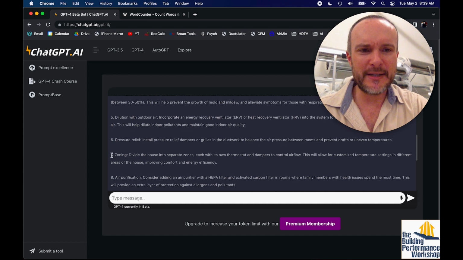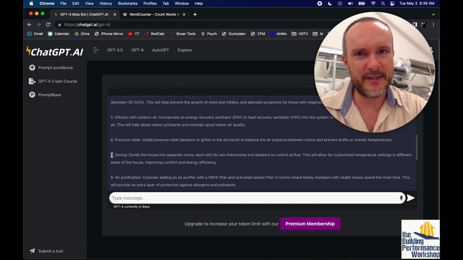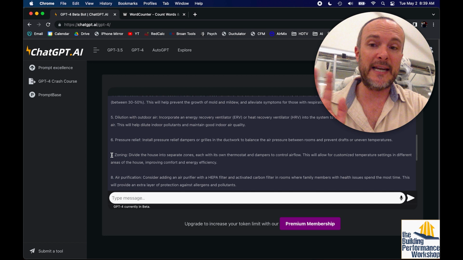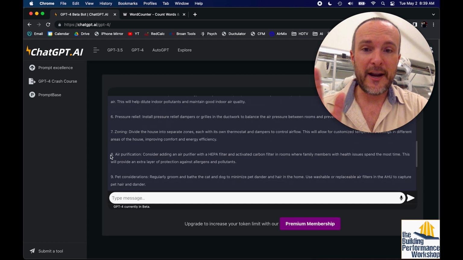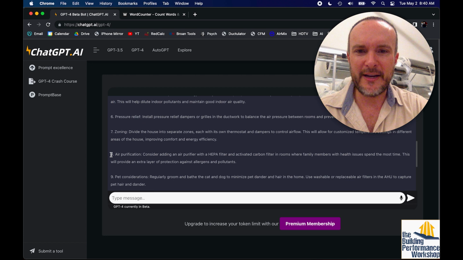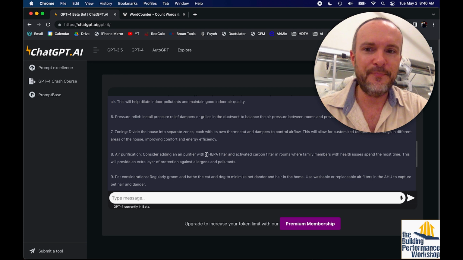It did recommend zoning, which I think, again, if I said this is a super airtight, super insulated house, it may be smart enough to know that that takes away the need for zoning. Air purification, which is filtration. I don't know why they are saying air purification. Filtration is air purification. And what they're recommending is, again, filtration.